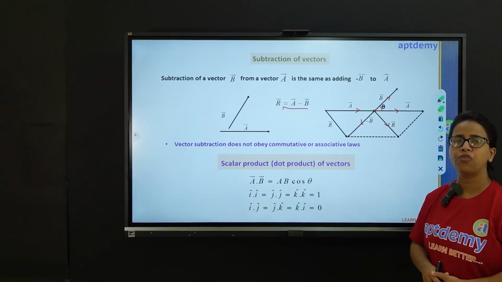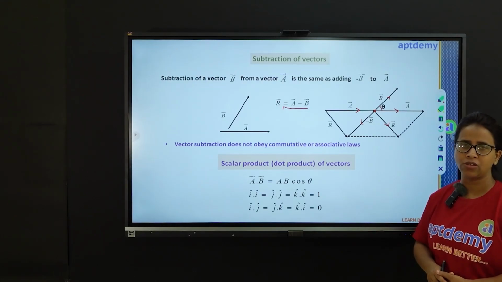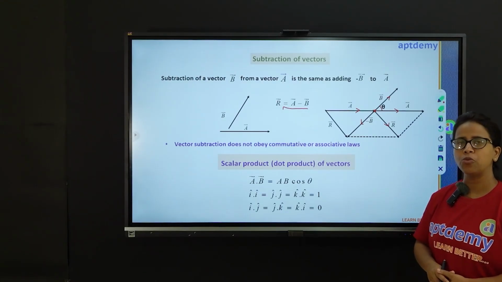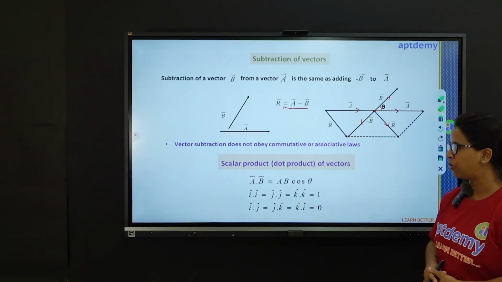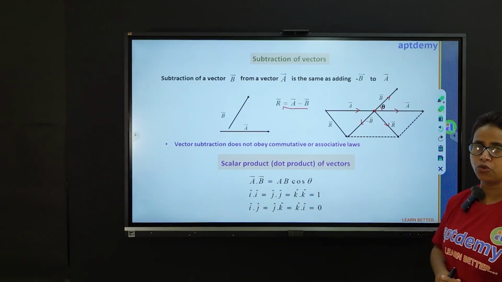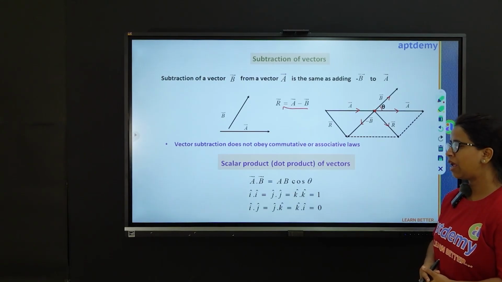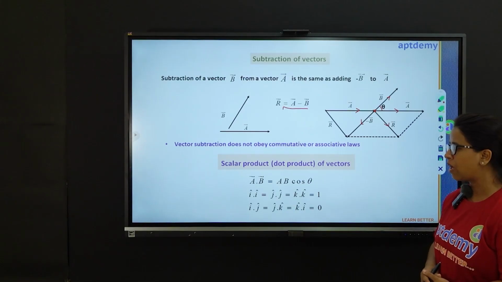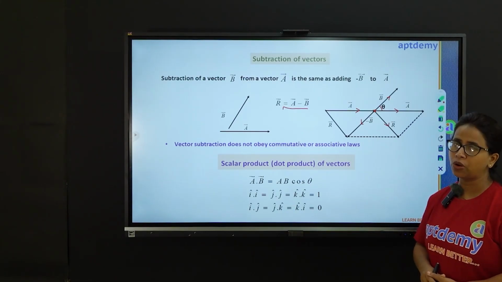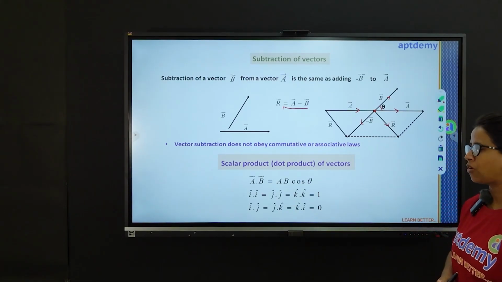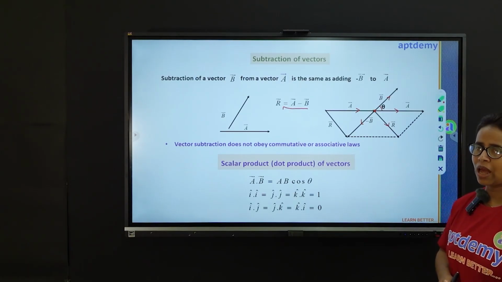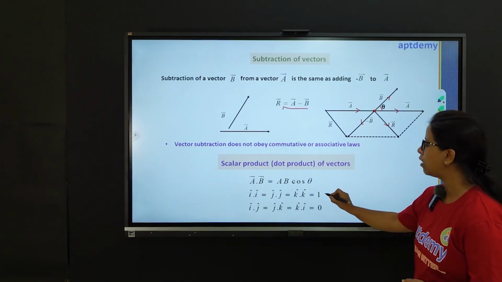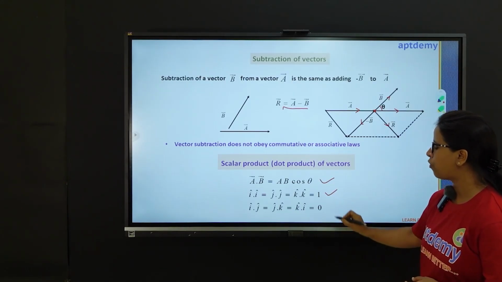Now these are two very important concepts in vectors on which lots of numericals come. So let's have a close look at the formulas. Scalar product of two vectors, vector A dot vector B, is given by AB cos theta. Now, in case of orthogonal unit vectors, i cap dot i cap is equal to j cap dot j cap is equal to k cap dot k cap equals 1. So, these are very important formulas.